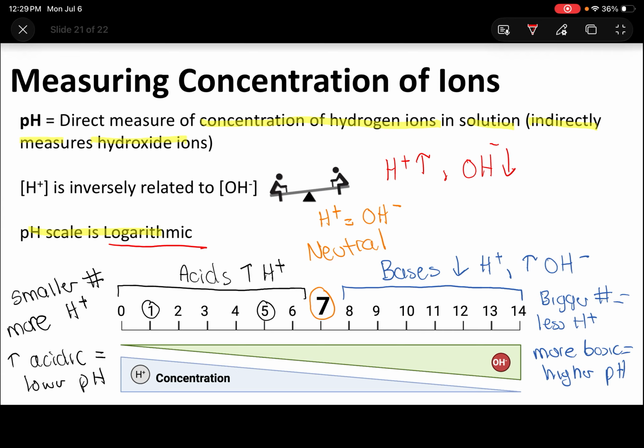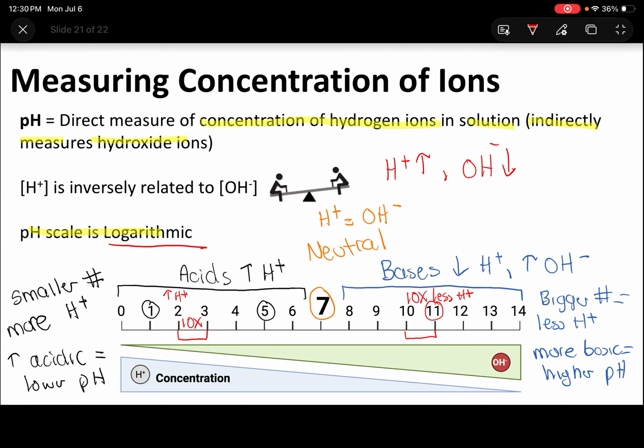So let's think about this. Let's compare something with a pH of 2 with something with a pH of 3. Remember, something with a pH of 2 is going to have more hydrogen ions. In fact, it's going to have 10 times more hydrogen ions than something with a pH of 3. On the other side of the scale, 10 and 11. If we're looking at something with a pH of 11, this has 10 times less hydrogen ions than something with a pH of 10.